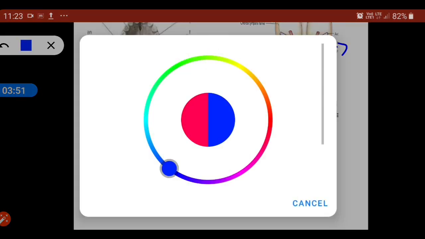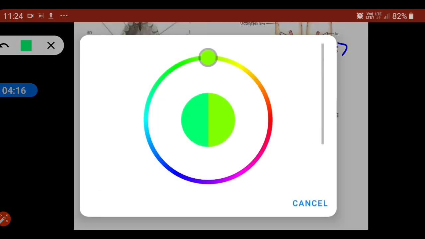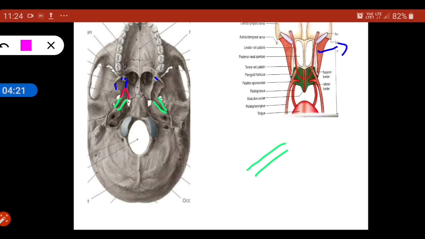Now we will see one more thing, that is the sulcus tubae. If you observe here carefully, there is a space here, that is the sulcus tubae, which lodges the cartilaginous part of the auditory tube. Now we will also see something called the spine of sphenoid. So this is the spine of sphenoid which will be here.